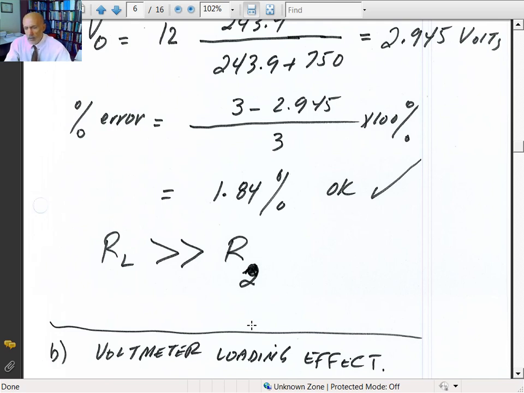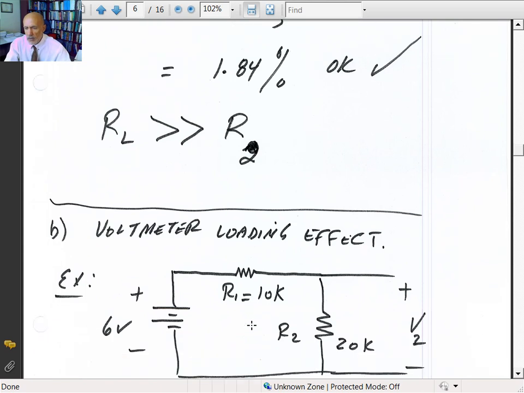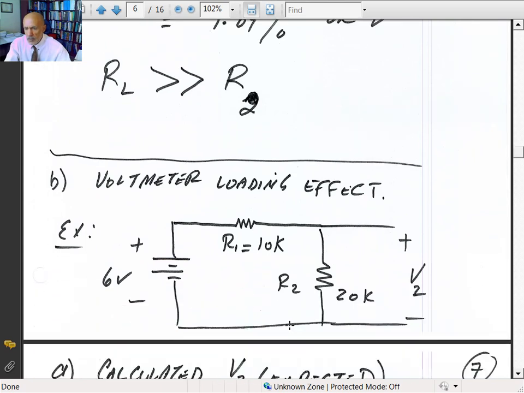The second one is the voltmeter loading effect. And to do that, let's look at a simple example. Let's say you have two resistors connected in series, R1 and R2, and it's hooked up to a 6 volt source, and we want to calculate the measured output voltage across that R2.